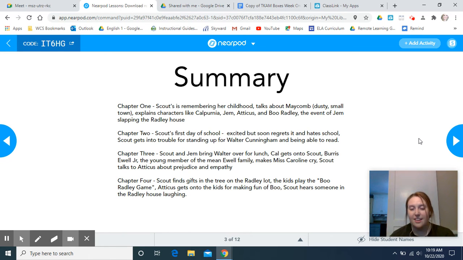And if you remember, Scout gets into that tire and she's rolling down the hill, and she gets out, she runs away. But at the end of that chapter, we learn that Scout actually hears somebody in the Radley house laughing. And so again, this is Harper Lee doing a really good job of creating this foreboding aura around this Radley house, and it's scary. Like, why are they laughing? Is that a good thing or a bad thing?